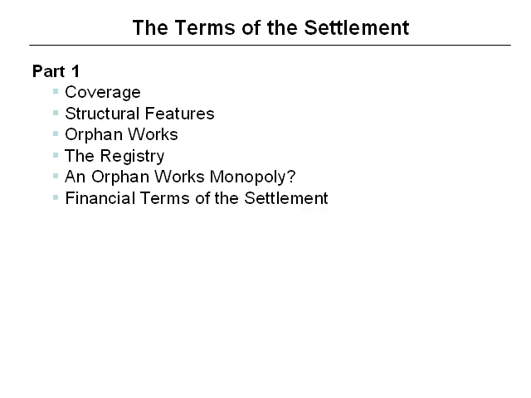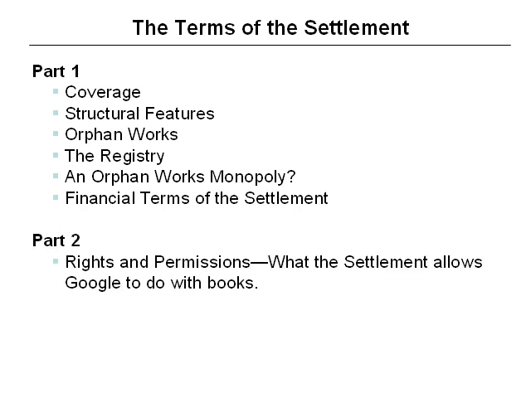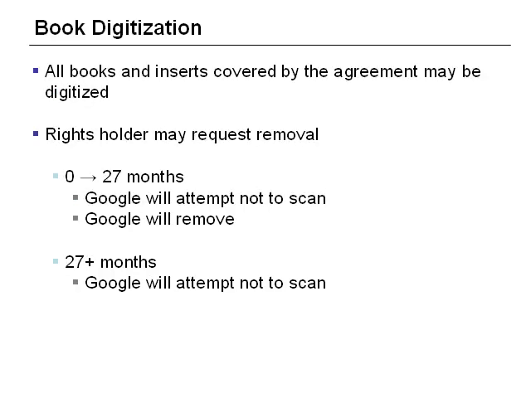In the first part of this presentation, I addressed the scope of the settlement agreement, some important structural features of the agreement, the registry, the treatment of orphan works, and the basic financial terms of the settlement. In this part, I will look more closely at the various rights and permissions the settlement creates and review what the settlement actually allows Google to do with the millions of books covered under the agreement.